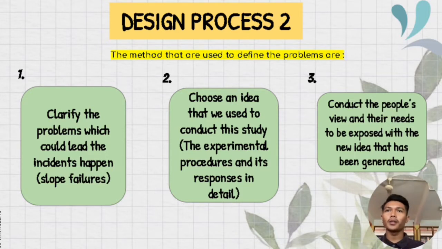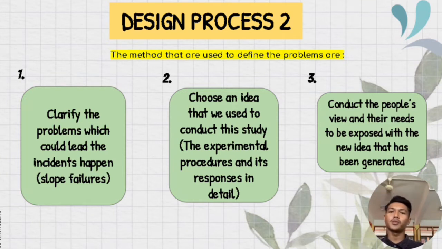So last, for my part, we have design process 2. The method that are used to define the problem are: number 1, clarify the problem which could lead the incident happen, such as slope failure. Second, choose an idea that we use to conduct this study, for example, the experimental procedure and its response in detail. Third, we have conduct the pupil view and their needs to be exposed with the new idea that has been generated. So that's all from me.